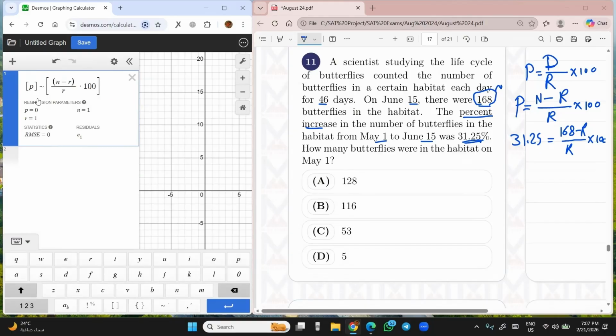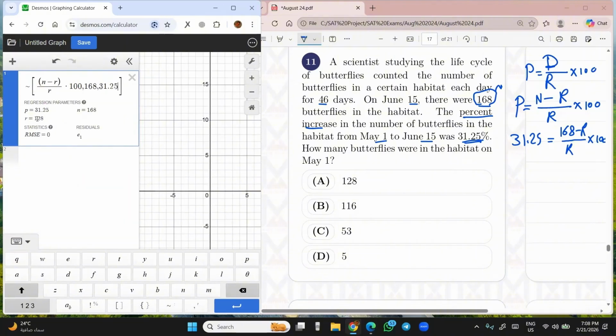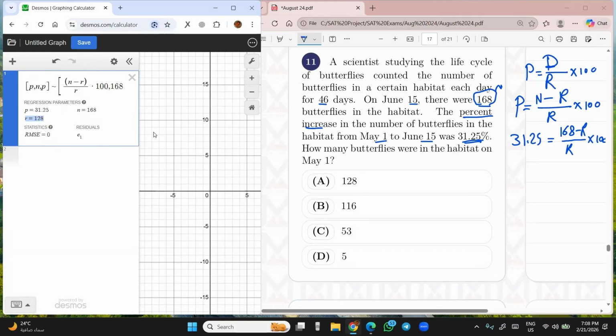Then we have some information. Write the information that we have here. N, the new one, is equal to 168. And P itself is given as 31.25, write P. On the right side here, make a comma and write 31.25. And then everything will be given to you. As you can see, R is equal to 128. We are getting the value of R. R is the original value, which is the value that we are required to get.